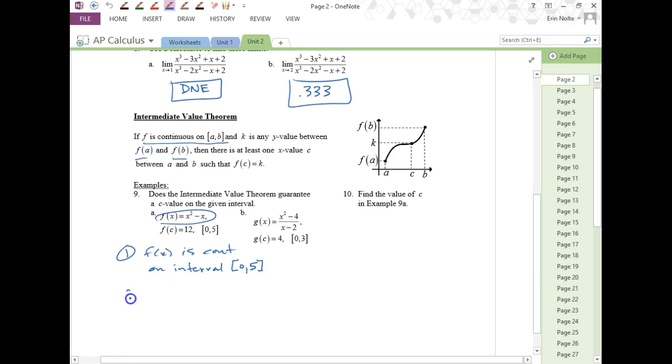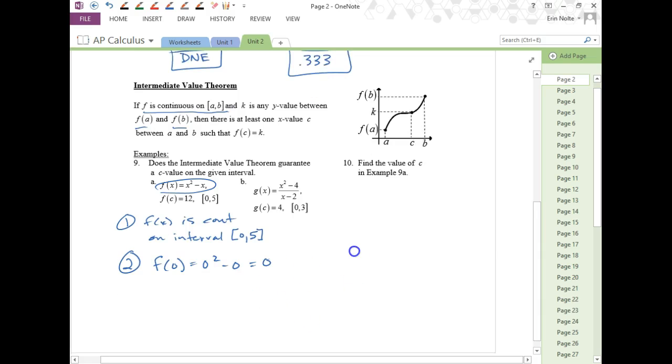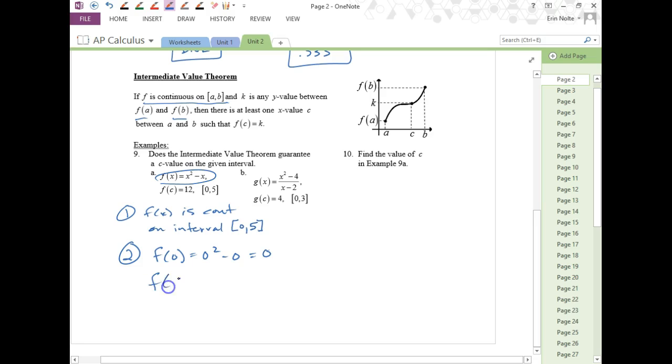Okay, but since we can now say that, step 2, I'm going to plug in the smaller value into my function, and then plug the bigger value into the function and see what I get. So I have 0 as the lower, so that would be 0 squared minus 0, which is 0. And then if I plug in 5, I would have 5 squared minus 5, which is 25 minus 5, which is 20.